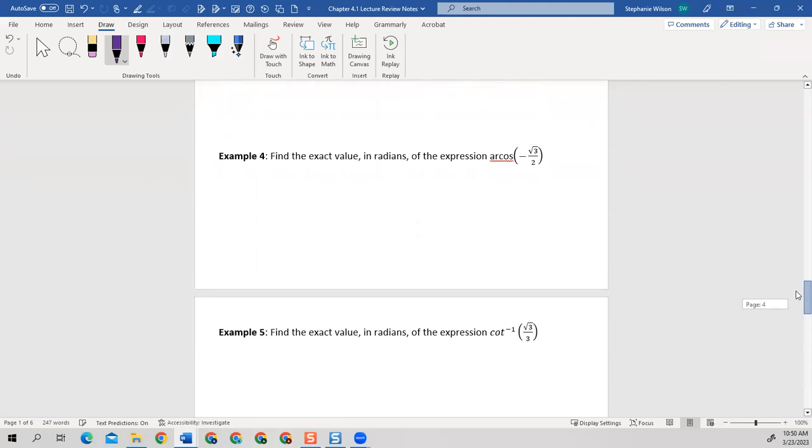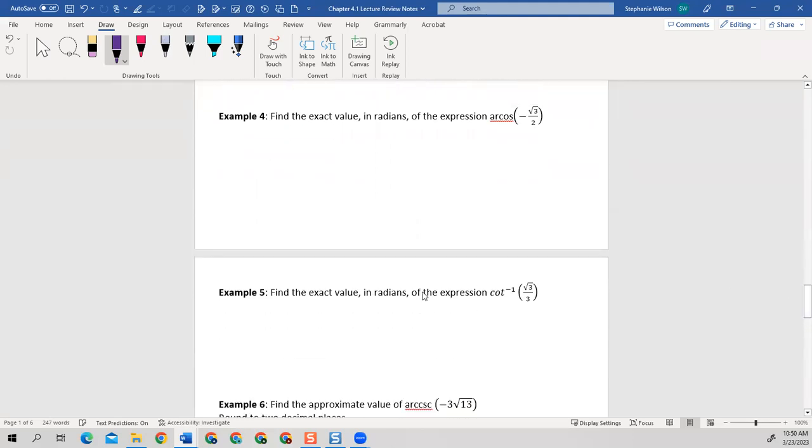Okay, example 4. Find the exact value in radians of arc cosine. So that just says we're going to find the inverse of cosine. All right. Well, if you were to say what is the arc cosine of the negative square root of 3 halves, you type it in your calculator, we're going to get a positive pi over 6.